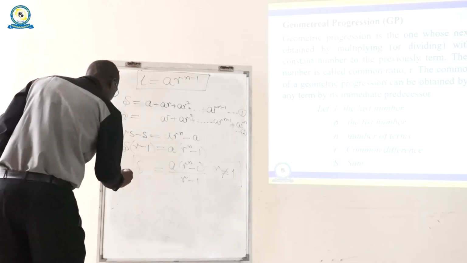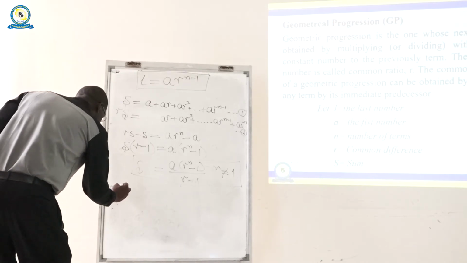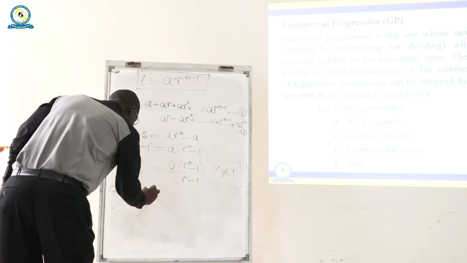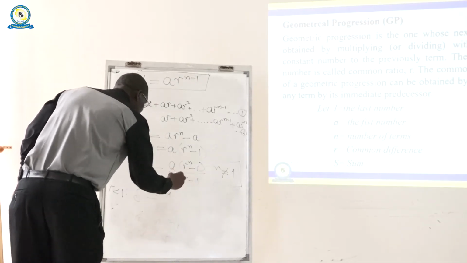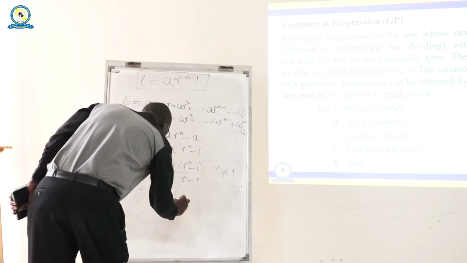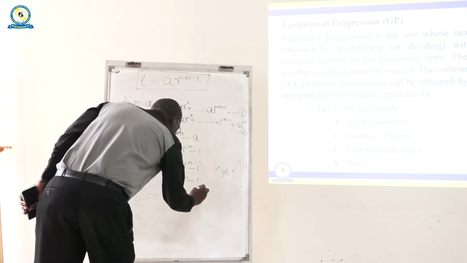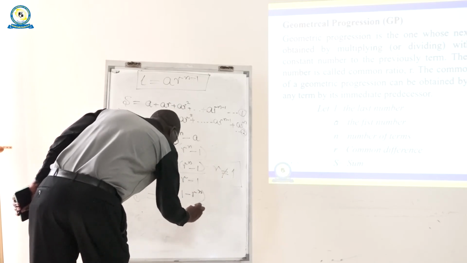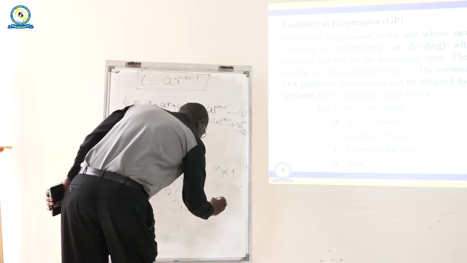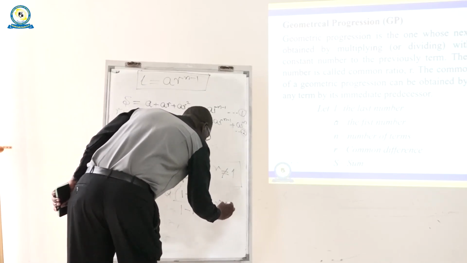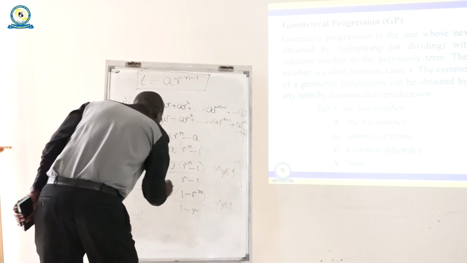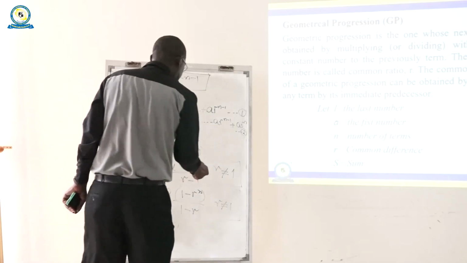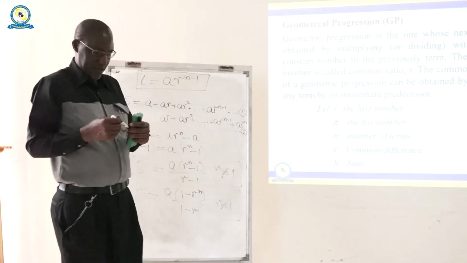For the case R is less than 1, the sum is given as S equals A times (1 minus R^n) divided by (1 minus R). Similarly, R is not equal to 1. This is the formula if R is less than 1. If it is greater than 1, you use the previous one.